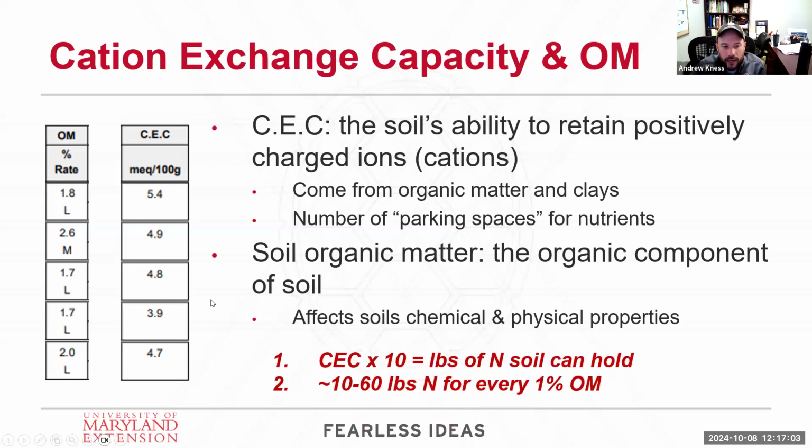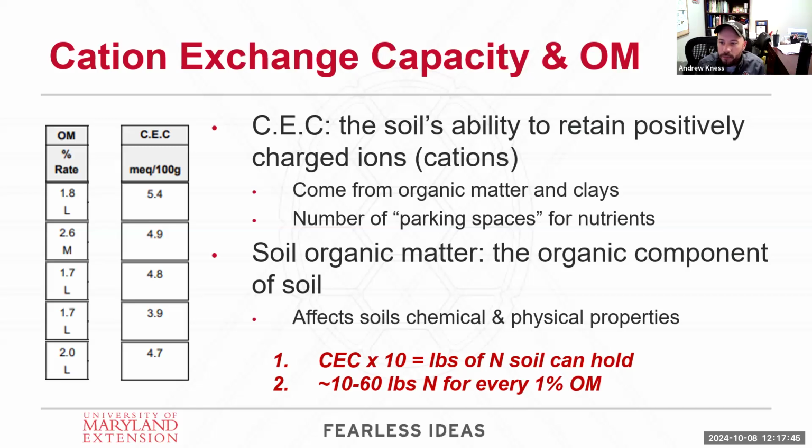There's a couple of rough estimations that you can do as a calculation. If you take your CEC and multiply it by 10, so just move that decimal spot over to the right, roughly that's about the amount of nitrogen that your soil can hold at a given time. So for example, the second one, 4.9, that soil can hold about 50 pounds of nitrogen per acre. So that's why here in Maryland and a lot of other states in this region that have similar soil types, it's recommended to split apply your nitrogen, because our soils can only hold on to so much at one time.